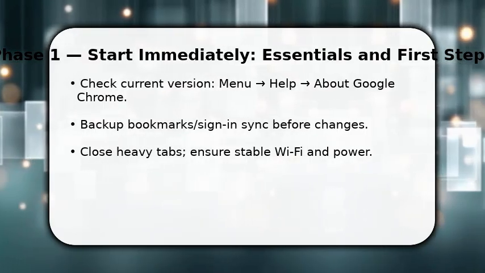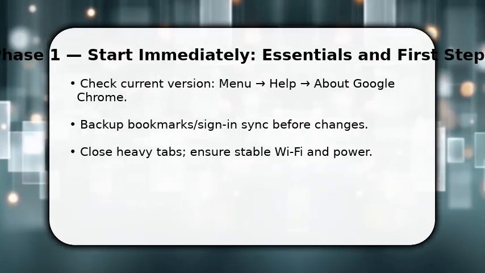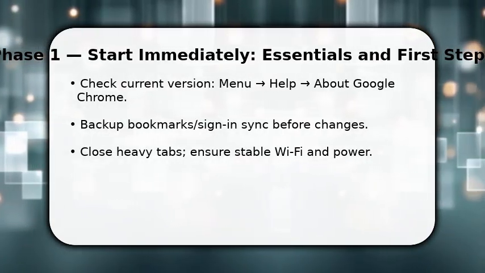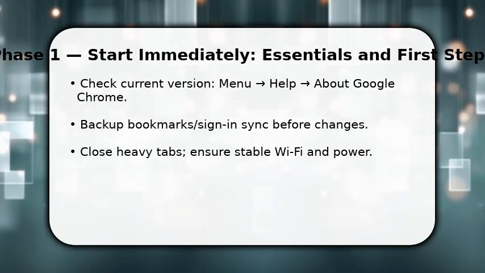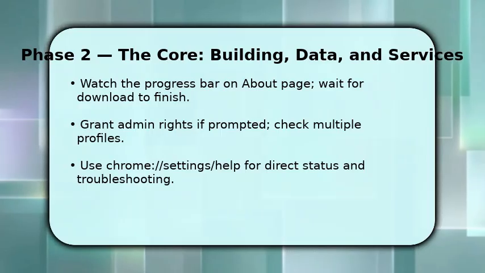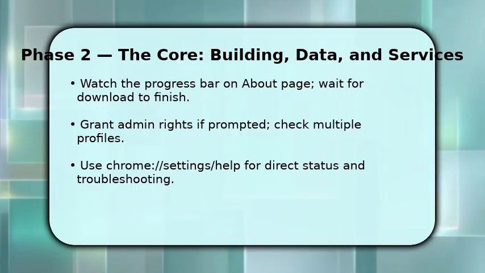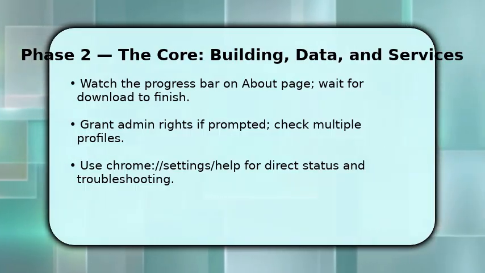If an update is available, let it download. Otherwise, Chrome will say it's up to date. Now move to the next steps to finish the install. Once the download starts, monitor progress on the About page. You may see a percentage or spinning icon. If Chrome prompts for administrator permission, grant it so the installer can write system files.